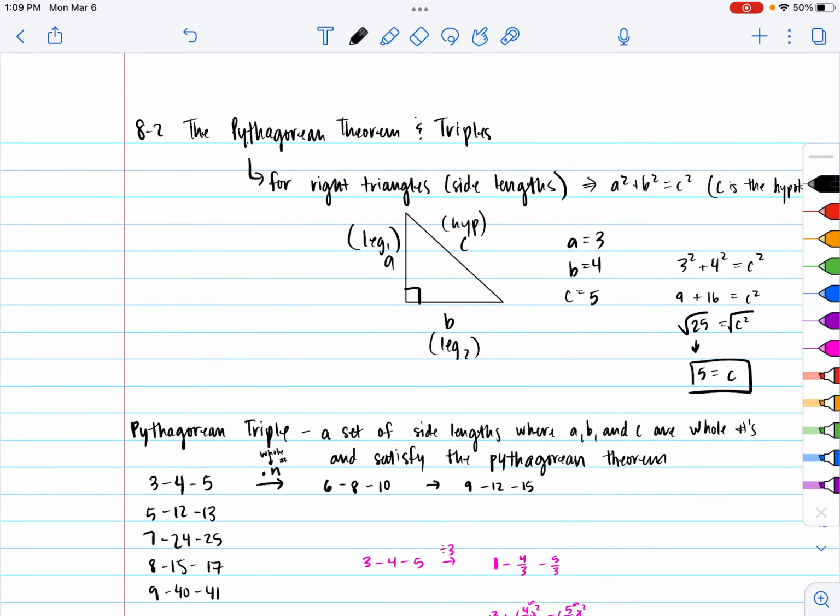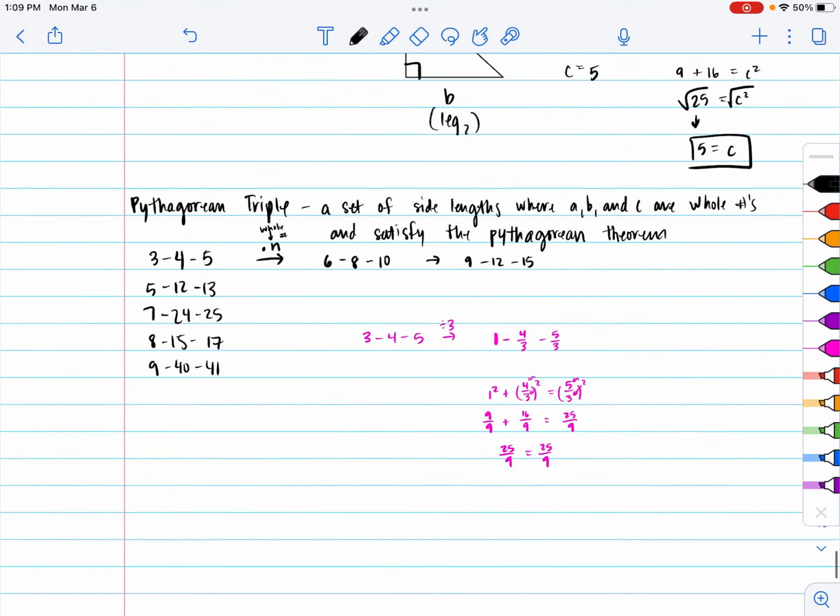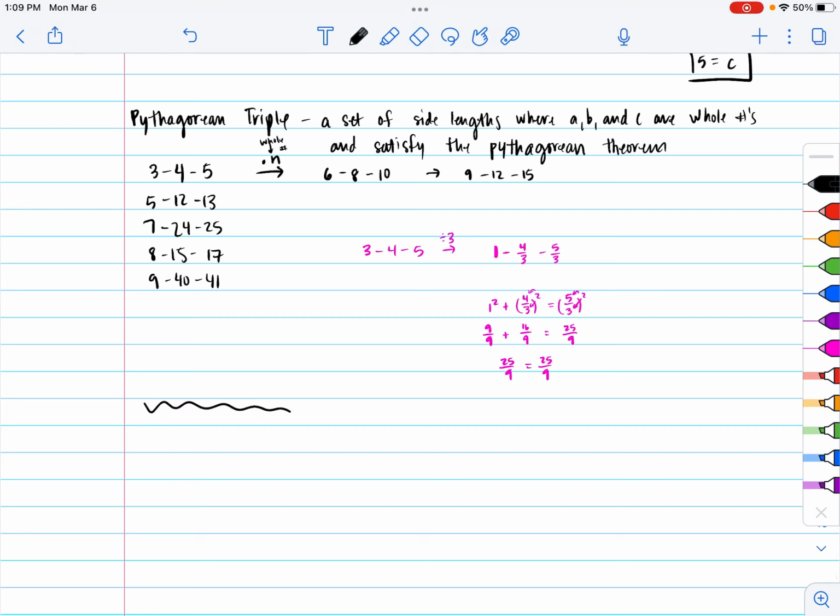Hello, and welcome to our little snippet add-on to our Chapter 8, Section 2, the Pythagorean Theorem and Triples. There was something at the very end of this lesson that I did forget to touch base on, and it involves triangles that are not right triangles and the Pythagorean Theorem.